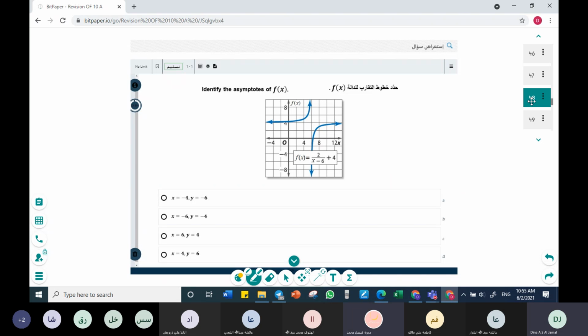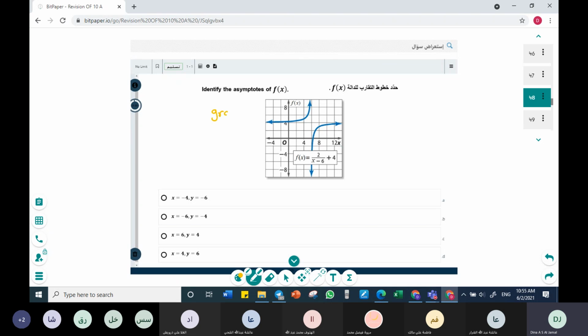Now, identify the asymptotes. Identifying the asymptotes can be done in two ways, whether from the graph itself or the given equation. Since we are given the graph, always think of using the graph first. Then you can check using the given equation.